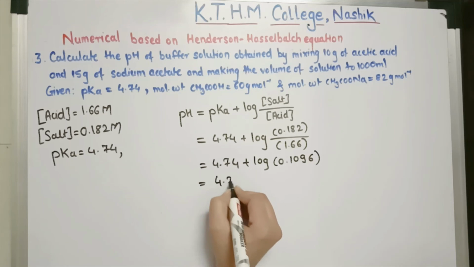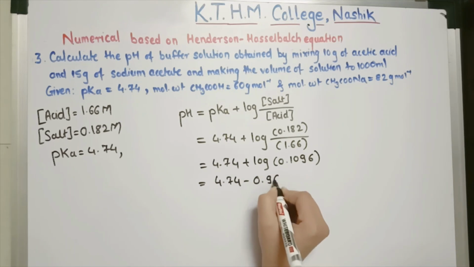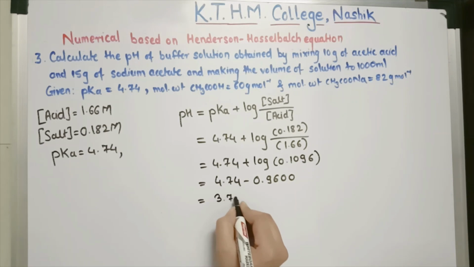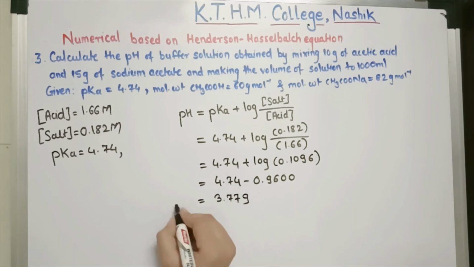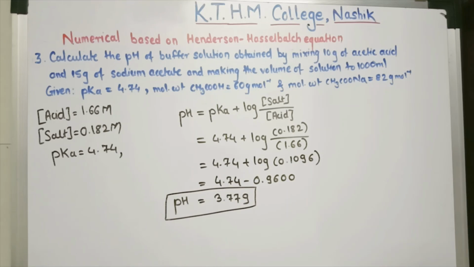That is 4.74, and this log is equal to minus 0.9600. So this subtraction comes to be equal to 3.779. So the pH of the solution is 3.779. Okay. So in this lecture we have studied the numericals based on the Henderson-Hasselbalch equation.